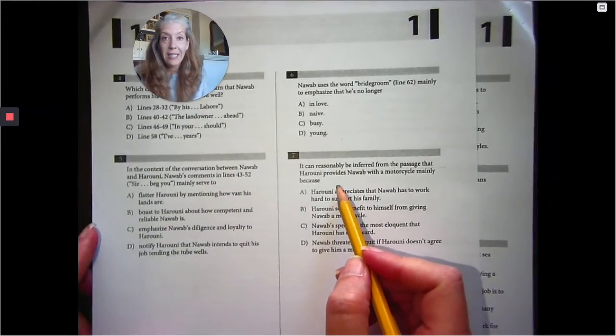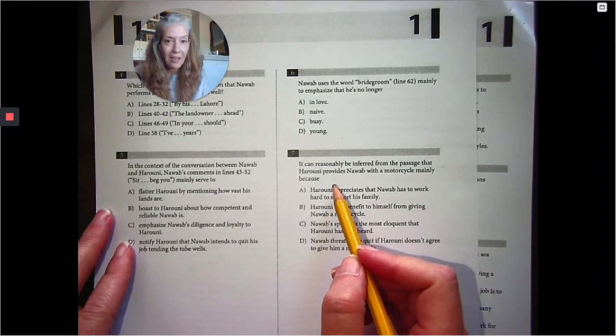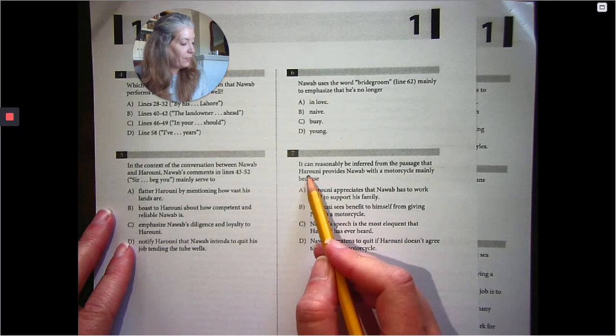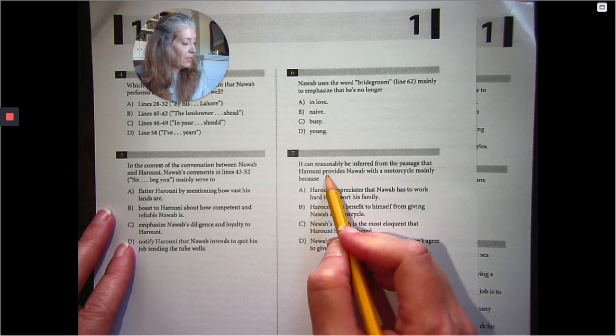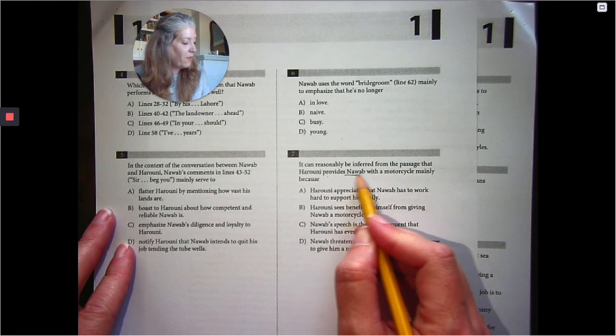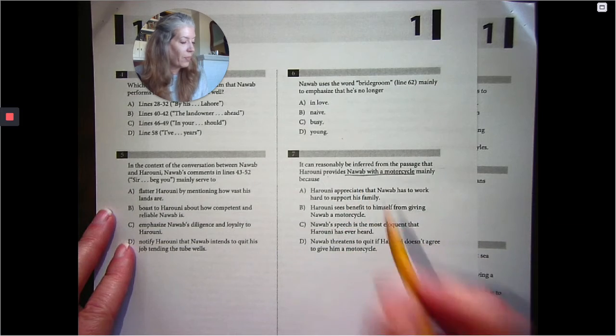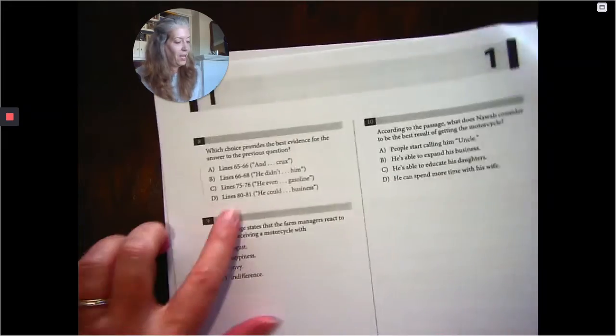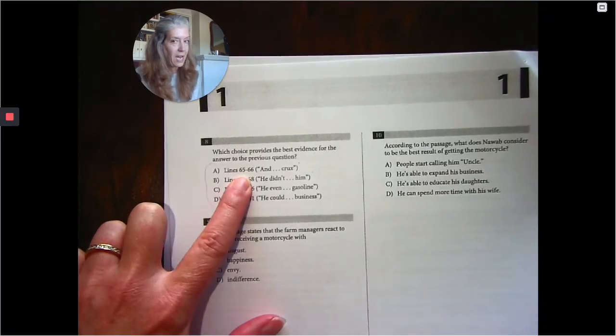Somewhere between lines 61 and 85, it can reasonably be inferred from the passage that Harani provides Nawab with a motorcycle mainly because... So when we find why Nawab got a motorcycle during reading, then we check it, and we have quickly found our answer here. Like I mentioned, it's lines 65 through 81.